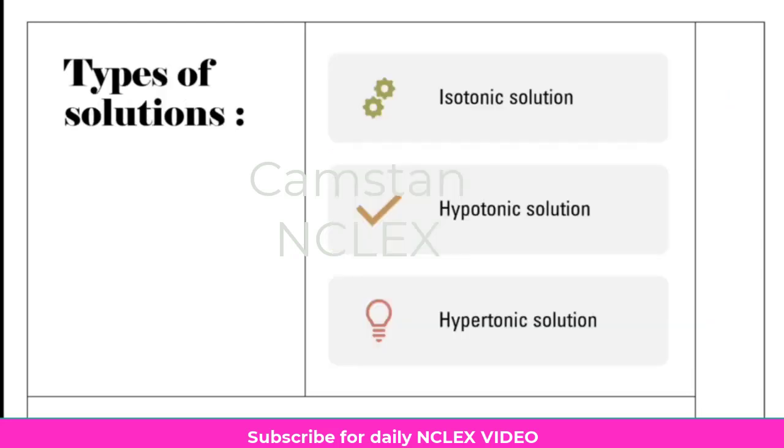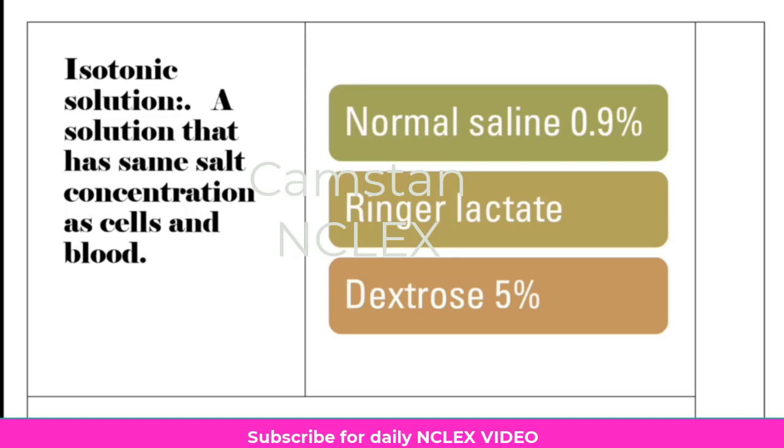And the next one is that there are various types of solutions. The first one is isotonic solution, the second one is hypotonic solution, and the third one is hypertonic solution. There are three types of solution. Let's talk about the solutions one by one. The first solution is isotonic solution. The isotonic solution has the same salt concentration as that of body cells and blood.